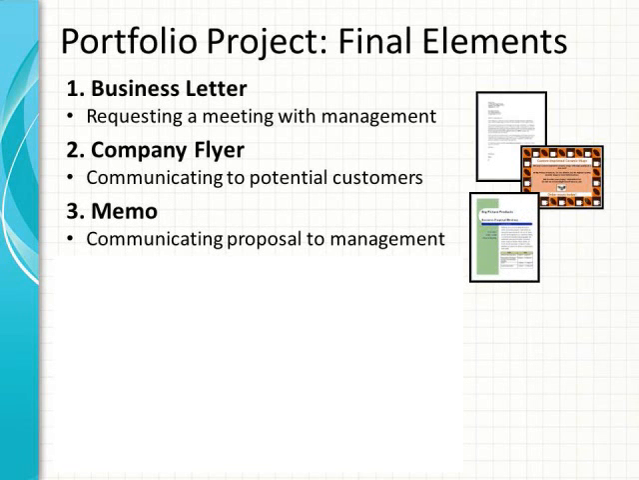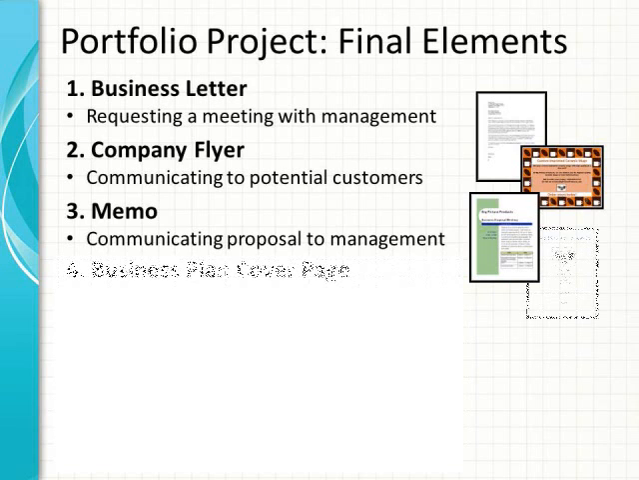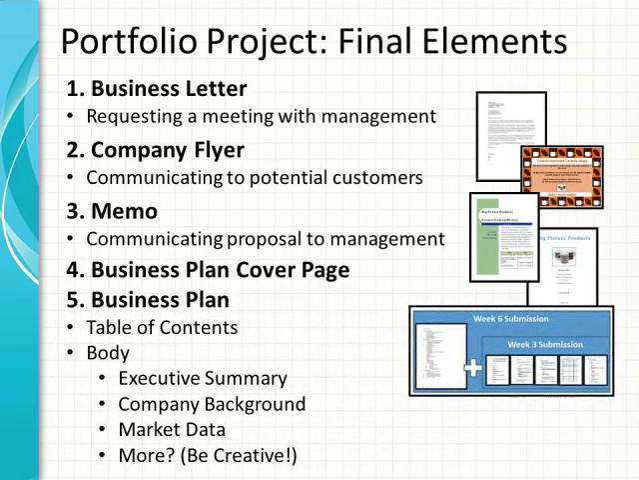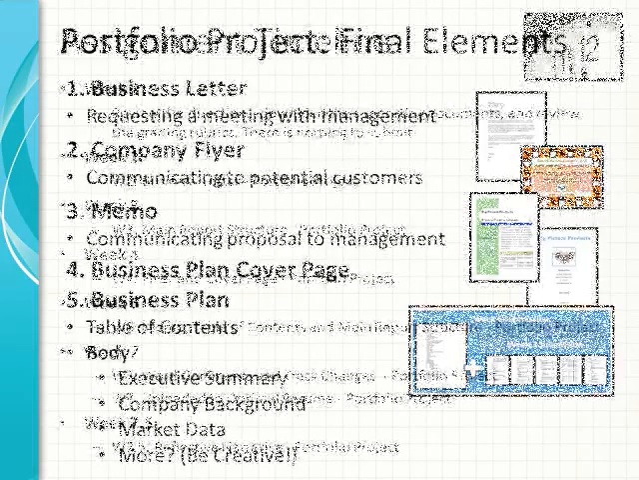The third thing we'll do is create a memo communicating a proposal to management for a specific meeting in order to present our business plan. And for the business plan, we'll create a separate business plan cover page. And then there's the business plan itself that includes a table of contents, the body of the business plan with an executive summary, company background, and market data. And throughout these assignments, you'll be asked to be creative and include elements of design and content that you come up with on your own.